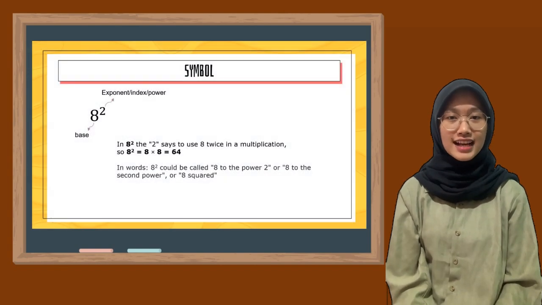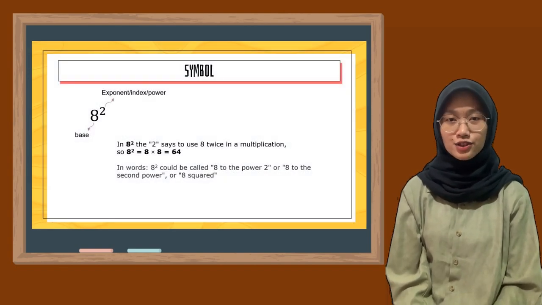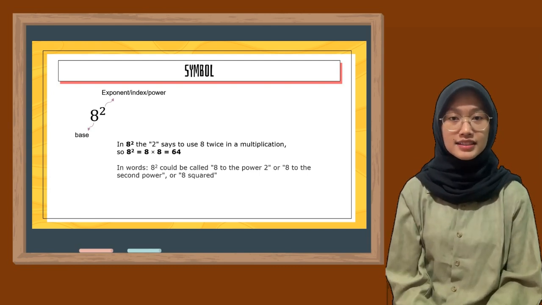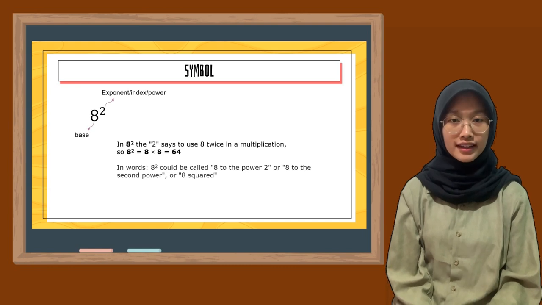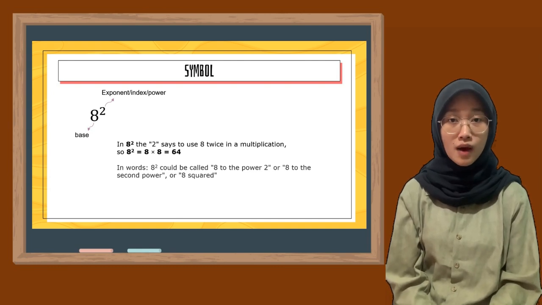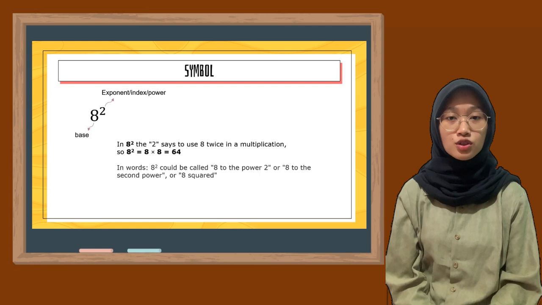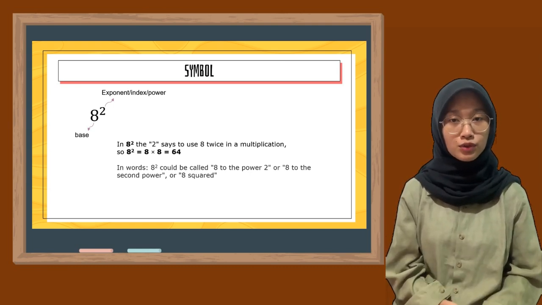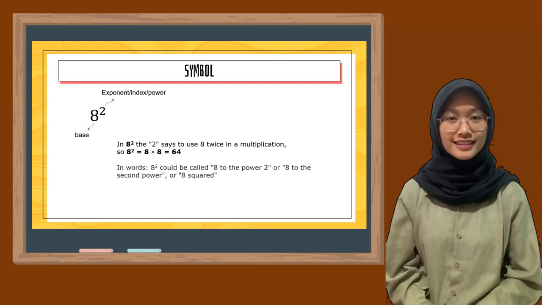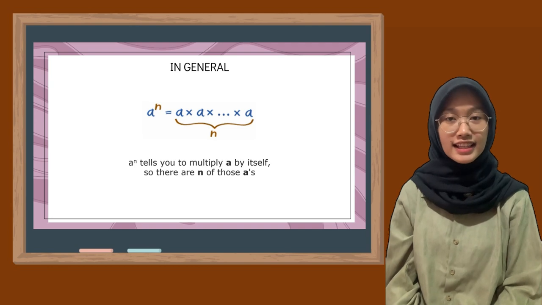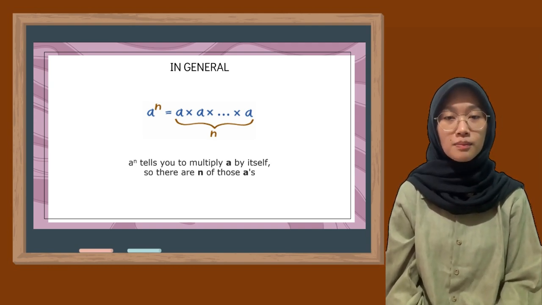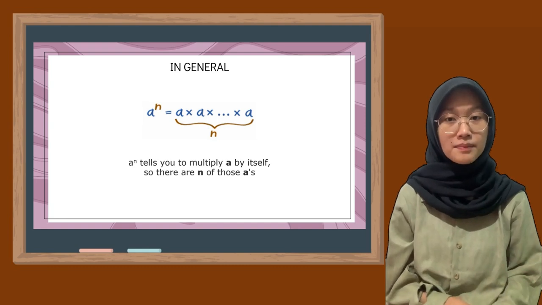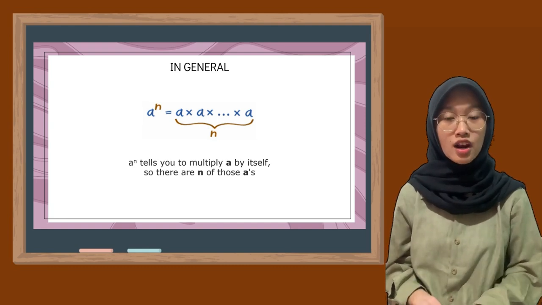And then we will discuss about the symbol of exponent. As you can see in this symbol, 8 as a base and 2 as exponent are index or power. In x squared, the 2 says to use 8 twice in a multiplication. So x squared equals 8 times 8 equals 64. In words, x squared could be called x to the power 2, x to the second power, or x squared. So we can get in general, as you can see, a to the power n tells you to multiply a by itself. So there are n of those a's.